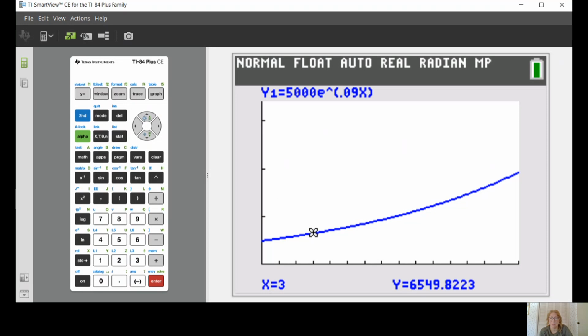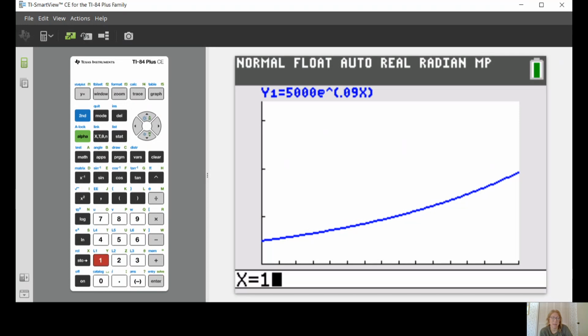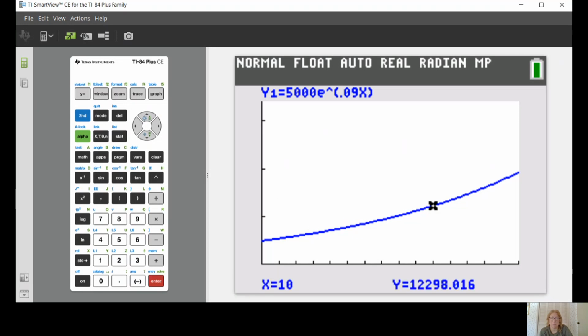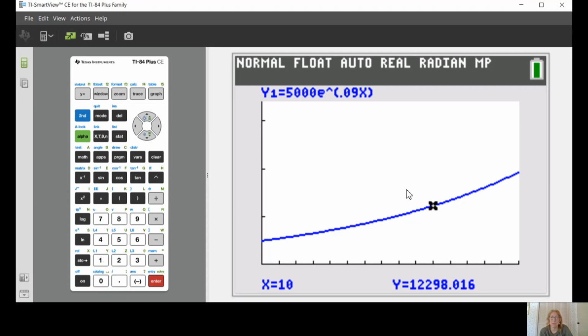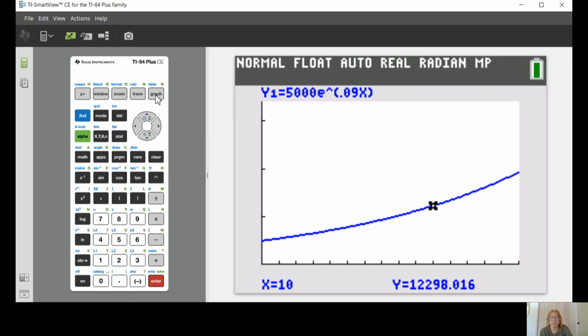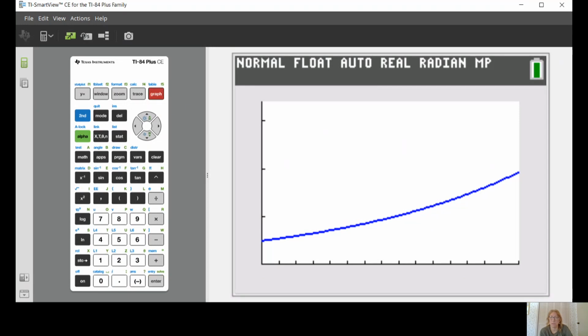When you hit enter, it will calculate the y value for you. So I want 10, so I'm going to type 10 and then hit enter. Okay, so you have to remember to hit the trace button before you do that. Like when you hit graph, this is all you see. You just see the picture.